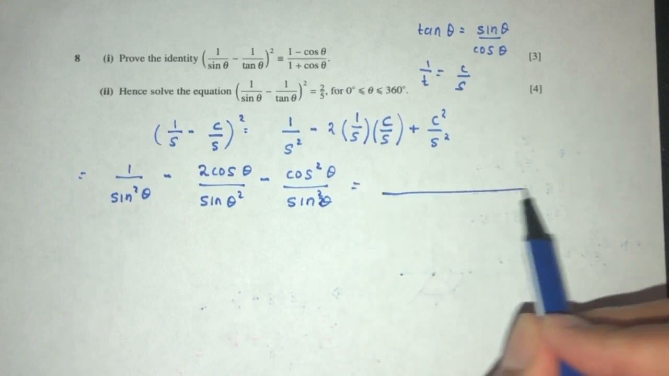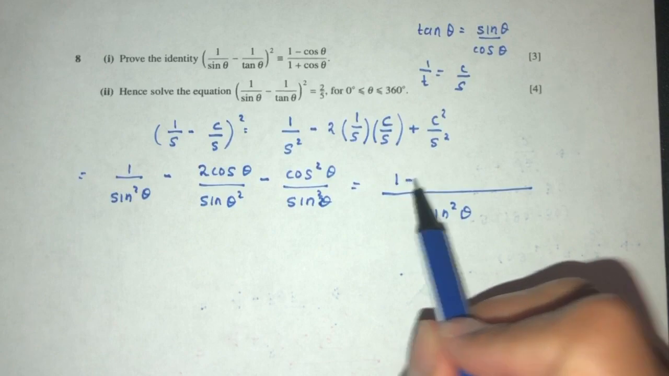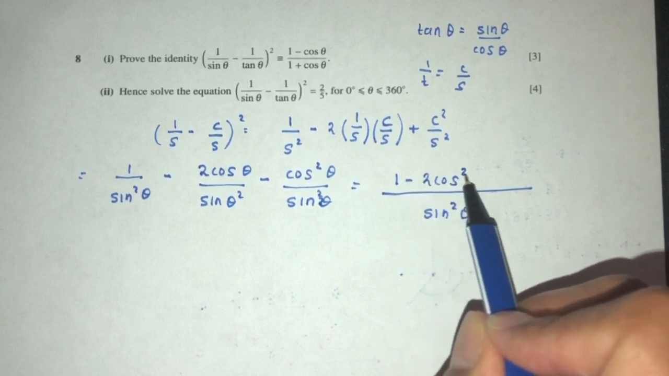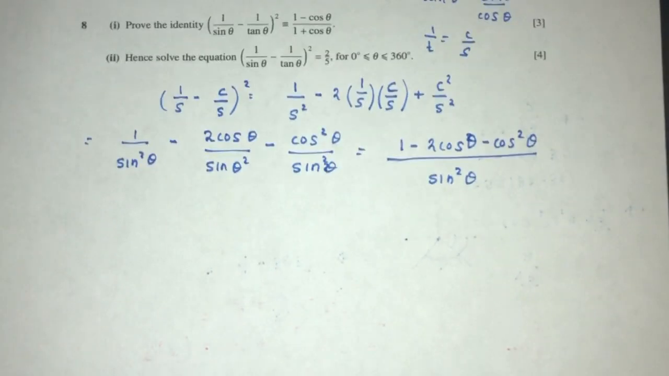So a big fat sine square theta here, and on top we have 1 minus 2 cos theta minus cos square theta. Okay, so now you can see we have a quadratic equation on top. So what can we do? We can try to factorize that. But let me first rearrange.